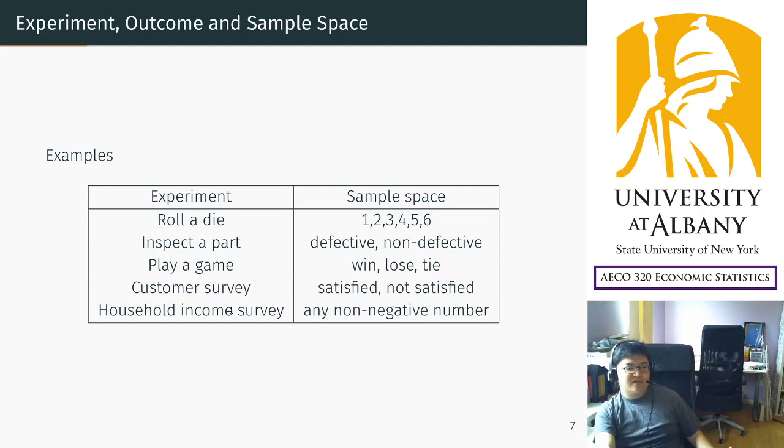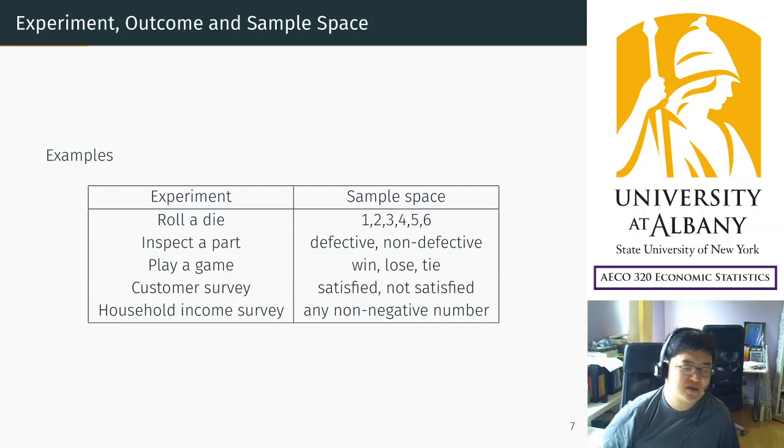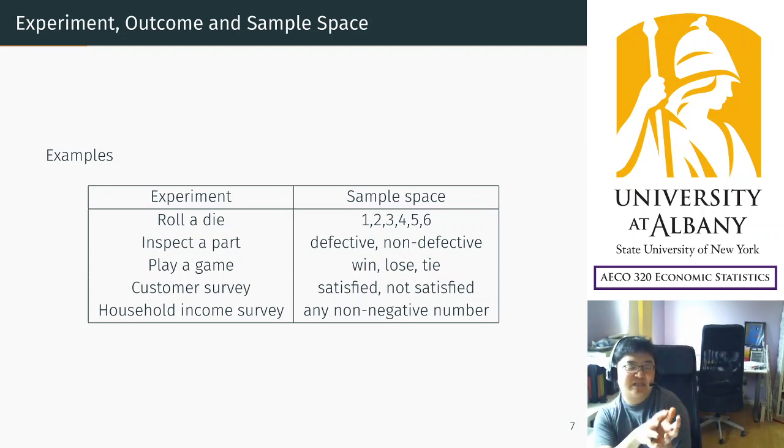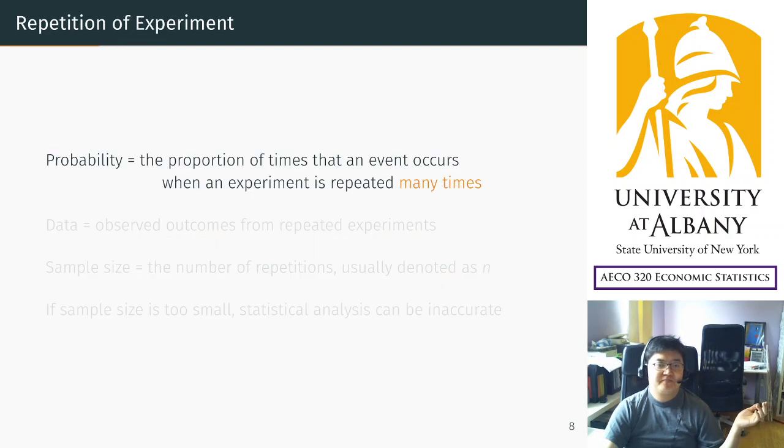And household income survey. If you survey household income, then the possible income is actually any number. Any non-negative number can be a household income. A household may earn nothing, zero, or another household may earn several billion or zillion dollars. So any positive number can be the outcome. So depending on how you generate the random outcome, depending on your experiment, the sample space follows and it defines the possibilities.